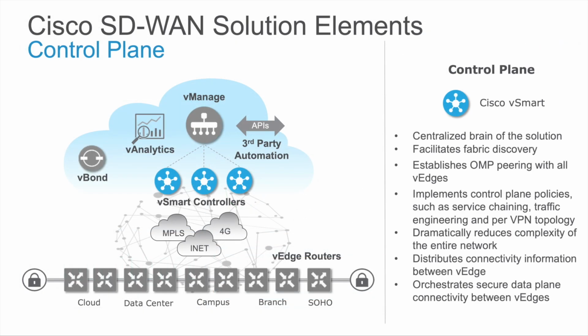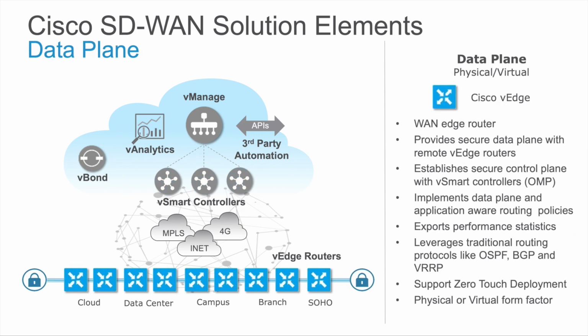Next is vSmart. The vSmart is the brain of the SD-WAN fabric. Changes made in vManage are pushed to the vSmart controllers. All the control policies are implemented on vSmart. It distributes any data plane or routing policies to the edge routers.